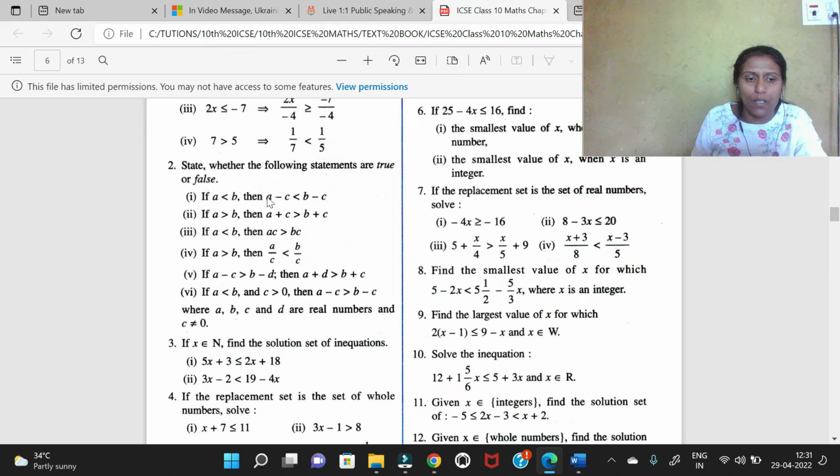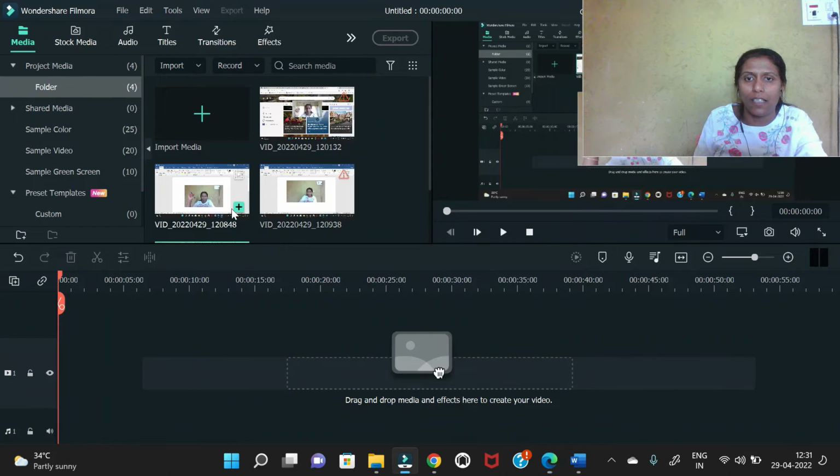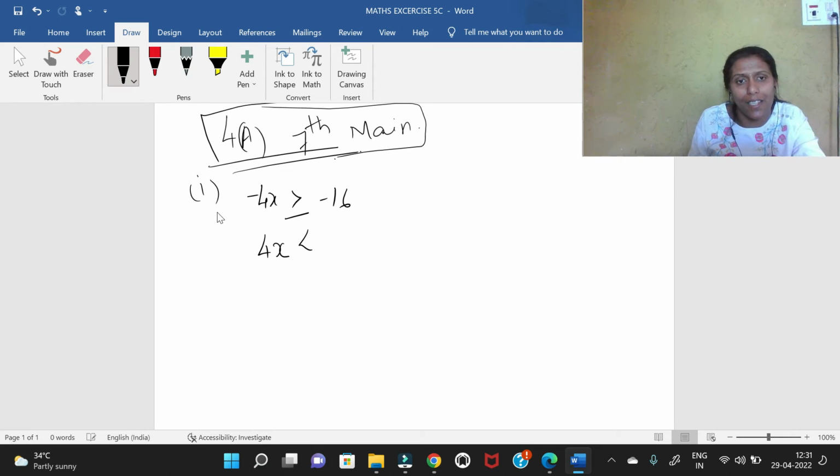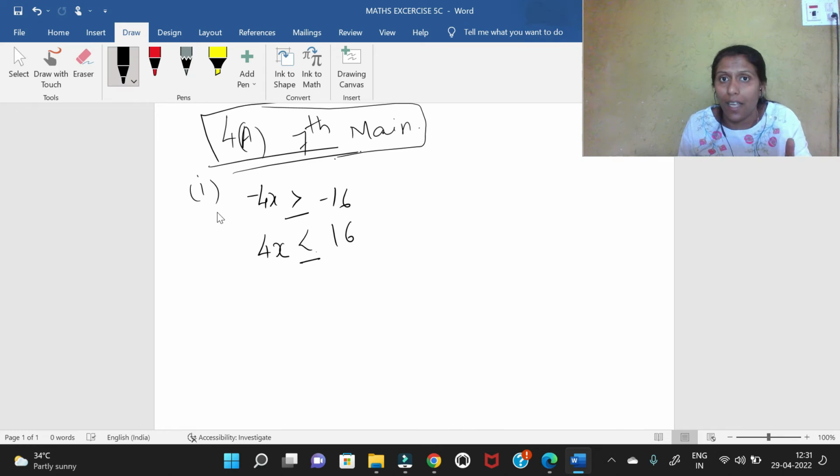Let me go for the first one and say minus 4x greater than or equal to minus 16. Minus 4x greater than or equal to minus 16. If that's the case, I'm just reversing the sign. It becomes 4x less than or equal to 16. If you understand, greater becomes lesser because on both the sides I had to change the sign. I changed on one side, not on the other side. This will not work out. They are in a relationship. So, we have to do it on both the sides.